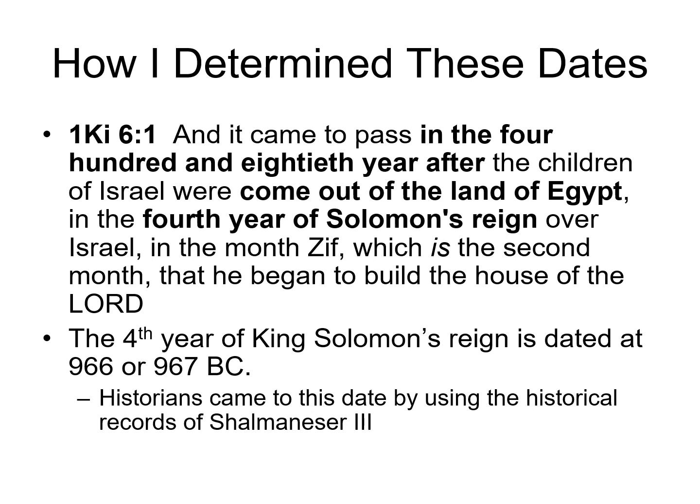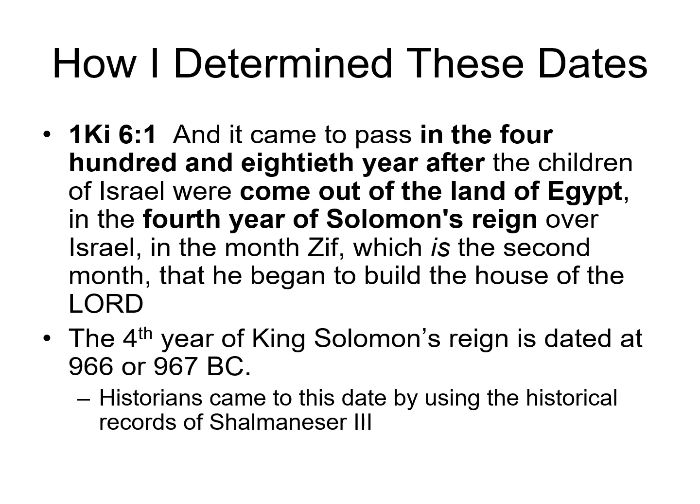And it came to pass in the 480th year, after the children of Israel were come out of the land of Egypt, in the 4th year of Solomon's reign over Israel, in the month Ziph, which is the 2nd month, that he began to build the house of the Lord, the house of Yahweh.